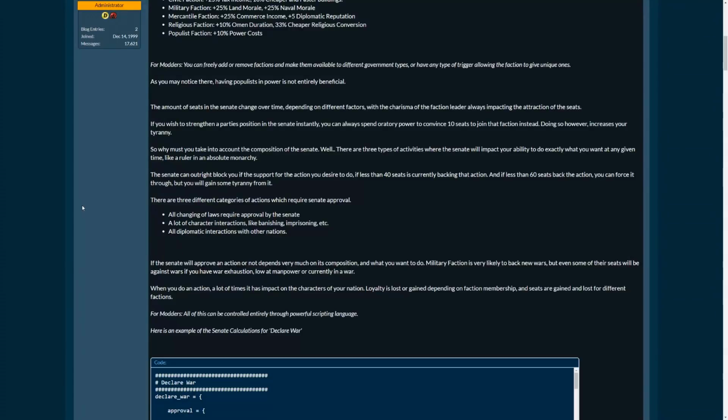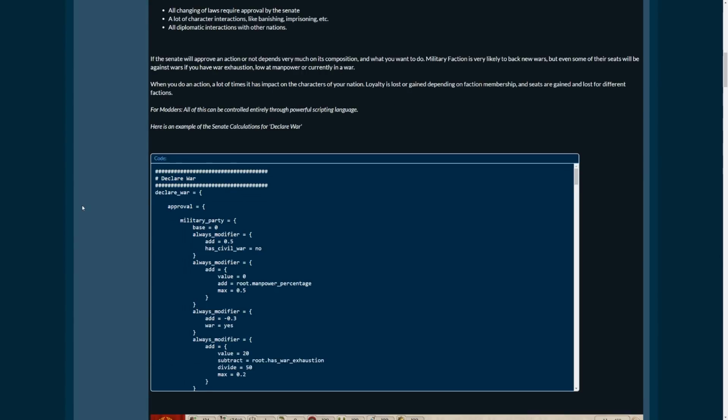There are 3 different categories of actions which require Senate approval. All changing of laws require approval by the Senate. A lot of character interactions like banishing and imprisoning, etc. All diplomatic interactions with other nations. If the Senate will approve an action or not depends very much on its composition and what you want to do. Military faction is very likely to back new wars, but even some of its seats will be against wars if you have war exhaustion, low manpower, or are currently in a war.